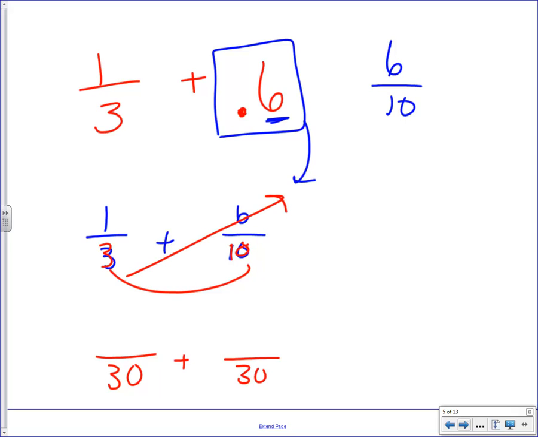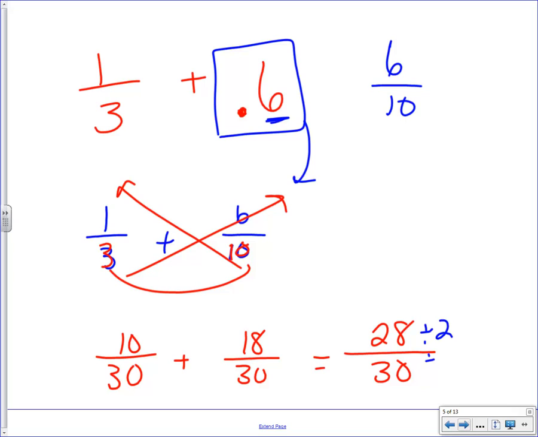Multiplying the diagonal here and I get 18. Multiplying the diagonal here and I get 10. My denominators now match, so I'm going to bring my denominator straight over. I add 10 plus 18 and I get 28. That's great, except I can simplify, and so I'm going to divide the top and bottom both by 2, and I end up with 14 over 15, and that will be my final answer. Why am I doing it in fraction answer? Because the instructions told me to.